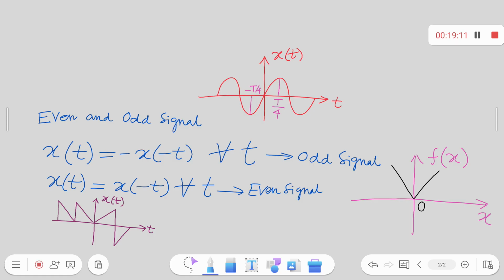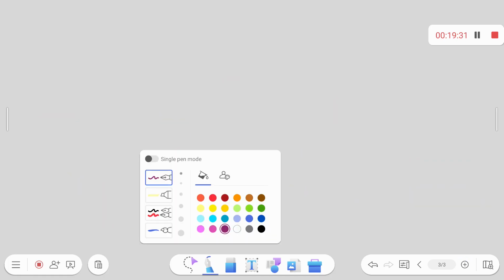But the thing is that any arbitrary signal can be broken into the even part as well as the odd part. Even this signal can also be divided into the even part and the odd part. So that's the lemma: any arbitrary signal x(t) can be divided into its even component plus the odd component. Any arbitrary signal can be defined like this.